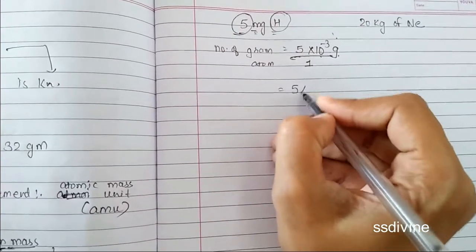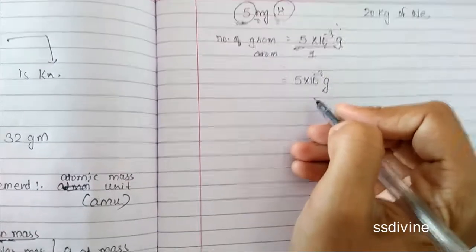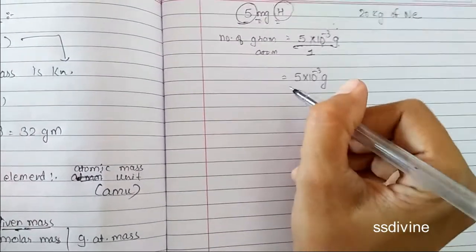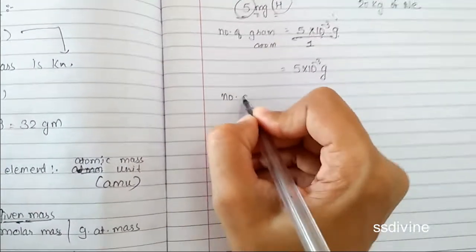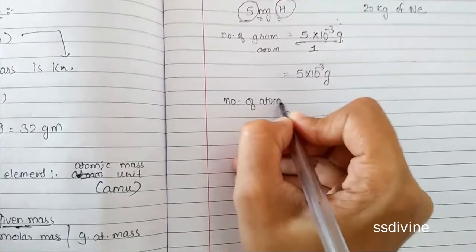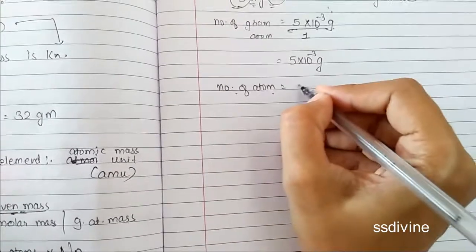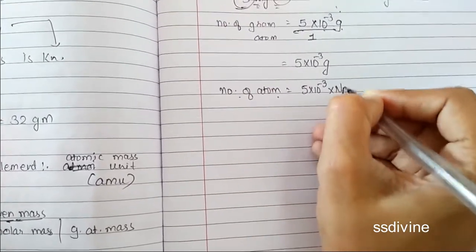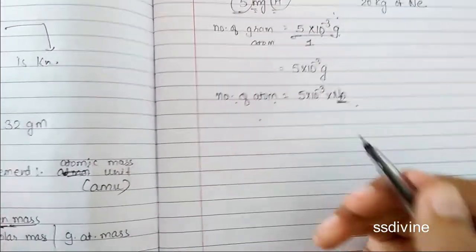So you got 5 into 10 to the power minus 3. This is your number of gram atoms. Clear? This is your number of gram atoms. And if you want to find the number of atoms, just multiply it with the Avogadro number. So the number of atoms is equal to 5 into 10 to the power minus 3 into Na. Now substitute the value of Na and you will get the number of atoms.